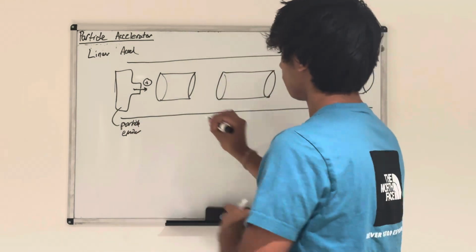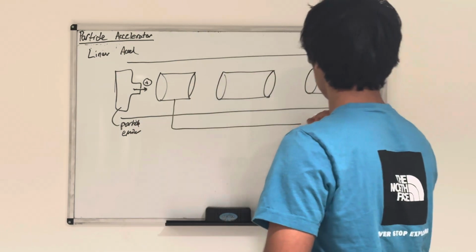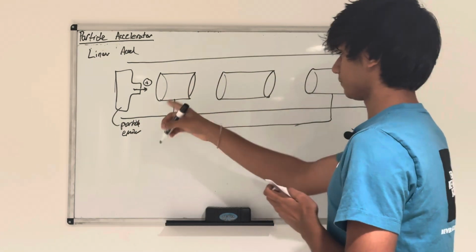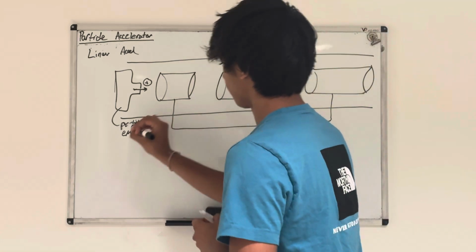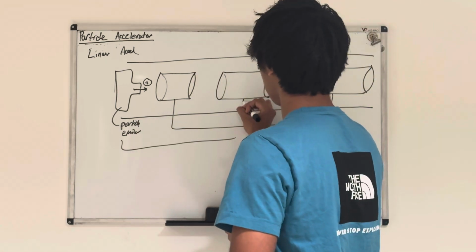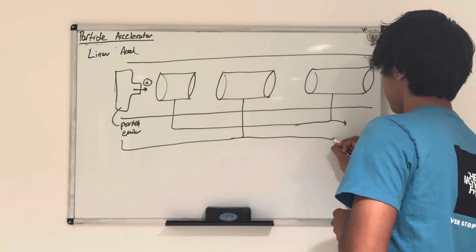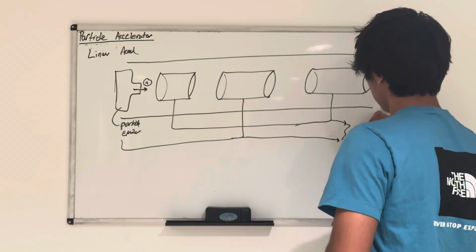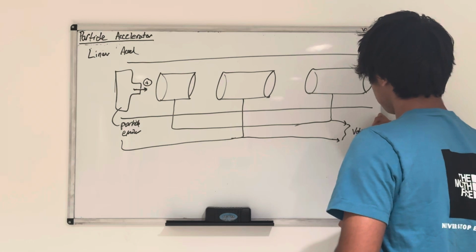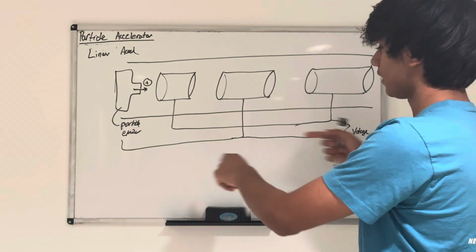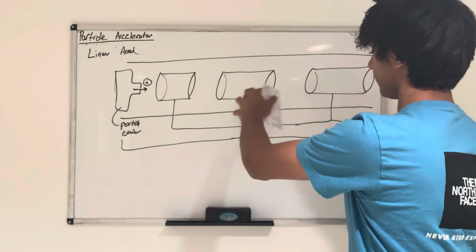And then here, these are all semiconducting materials, and they're all connected together in an alternating format. And from here, we have a voltage applied. So we apply a voltage, and we're connecting them in an alternating fashion.